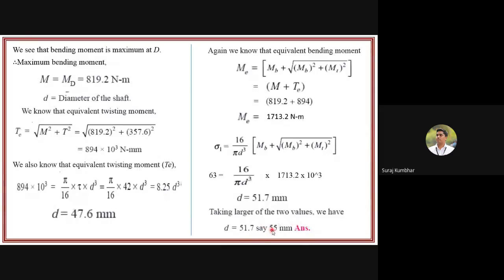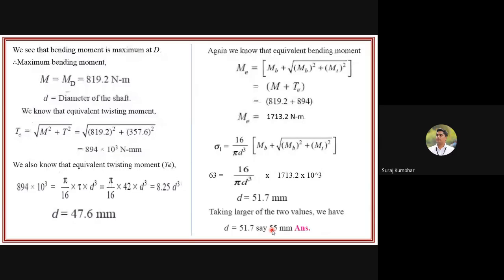Okay, so all of you, did you get this problem? Yes, 51.74. Yes, Neha Jadhav, it is correct. So 51.7, so it is 55 mm. So it is greater than the equivalent twisting moment diameter. So you need to consider this diameter for that particular shaft. Okay, all of you, did you get this problem? Yes, please.